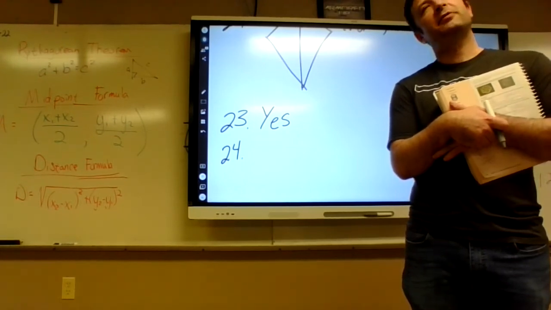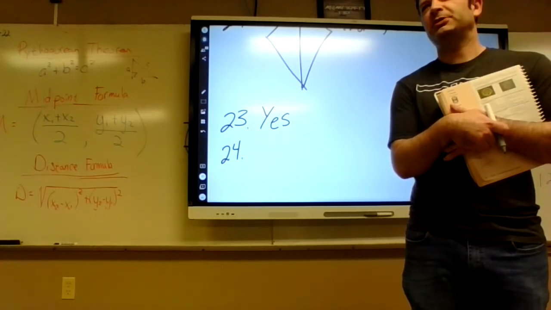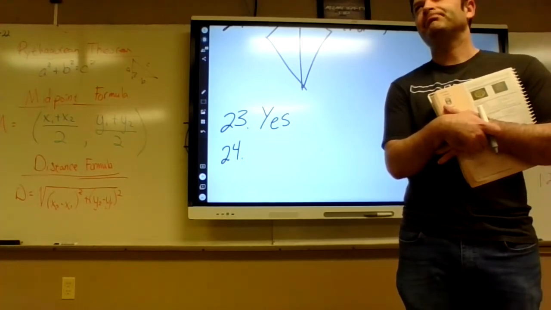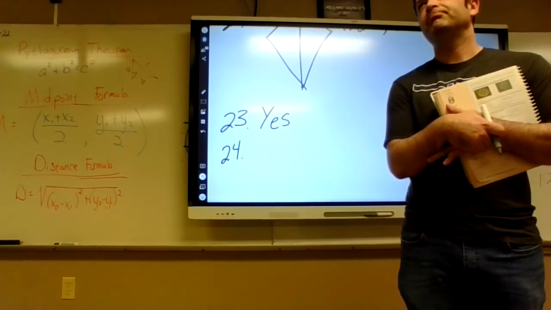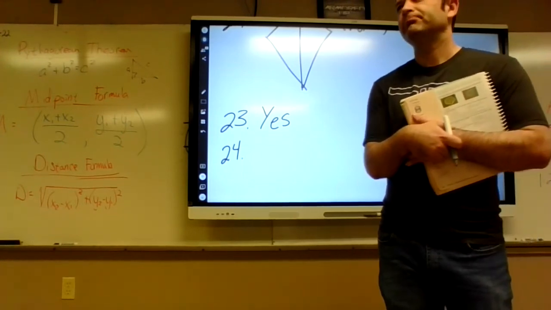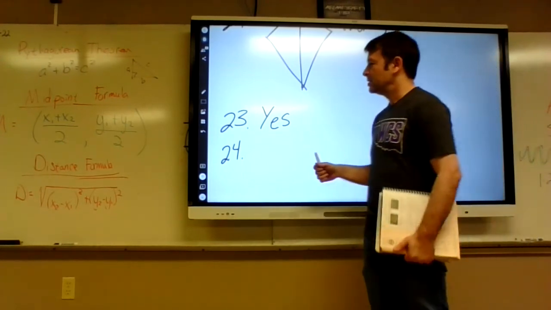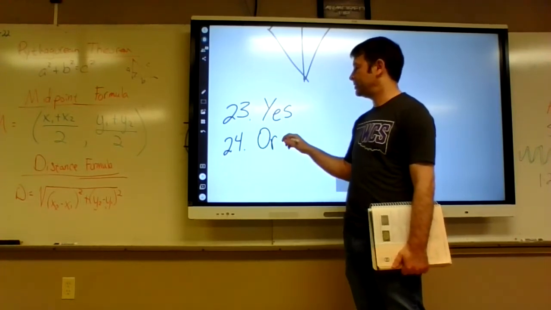Trying to think of a way to describe the order and point symmetry. It can be rotated 180 degrees. That wasn't the question. Okay, I give up. The order would have to be even.